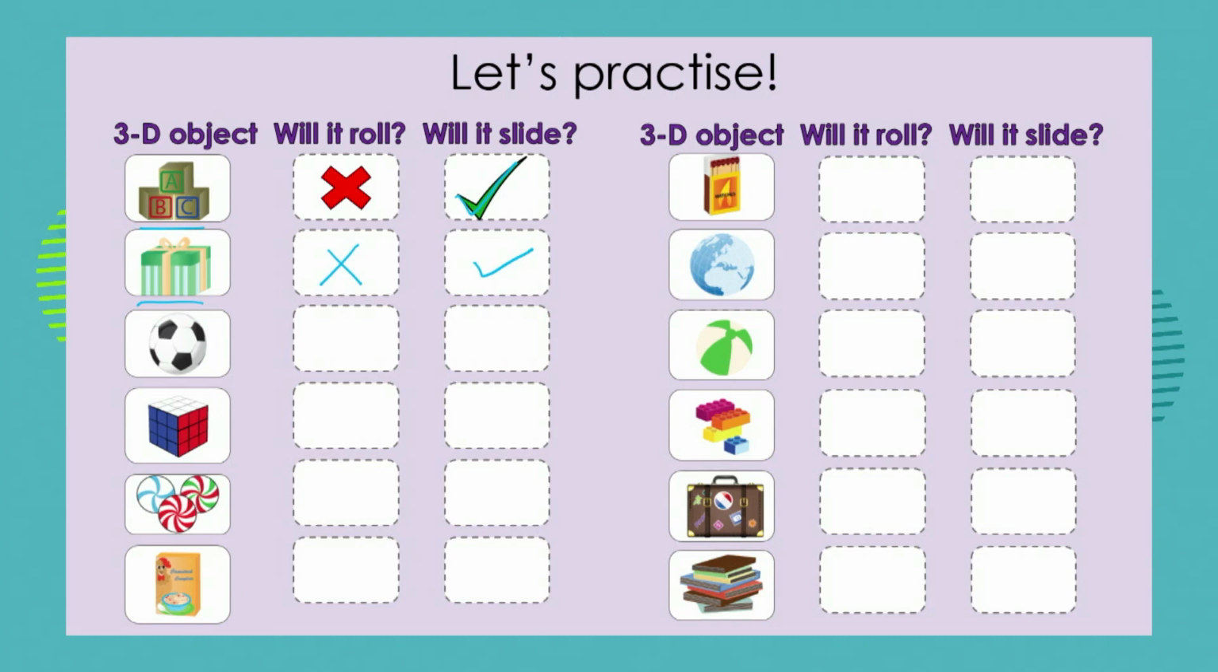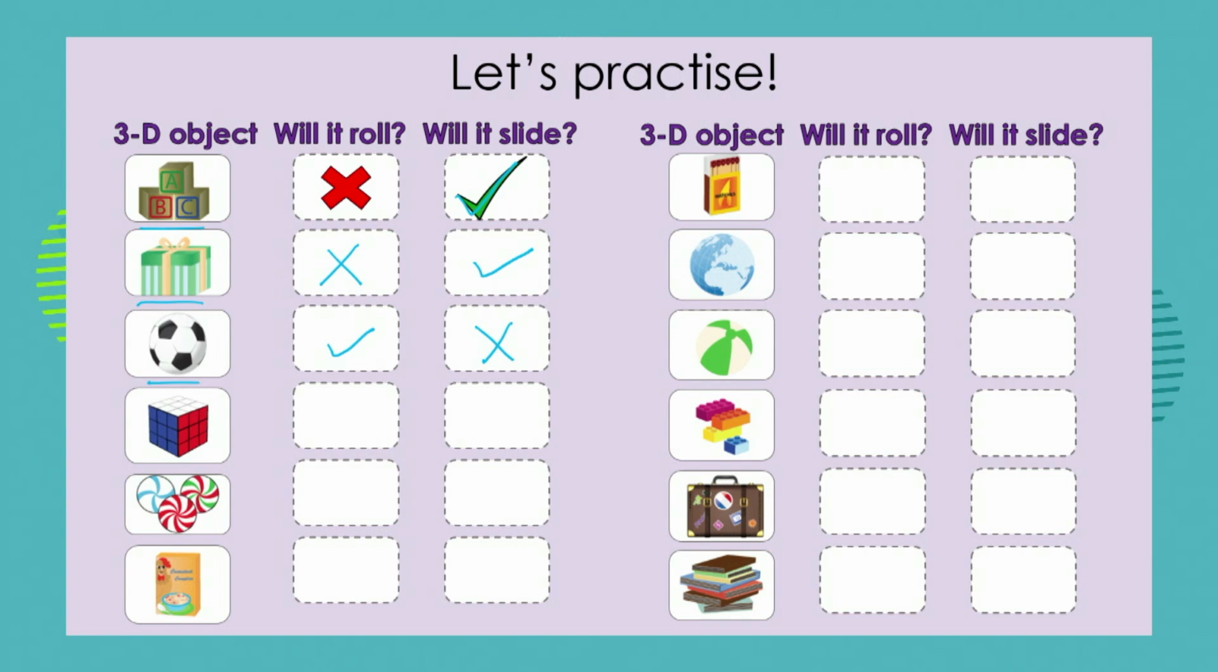We have a soccer ball. And a soccer ball is round. Does it have any sides? No. And it looks like a circle. So when an object does not have any sides, is it going to roll? Yes. Is it going to slide? No. Let's look at the next one.